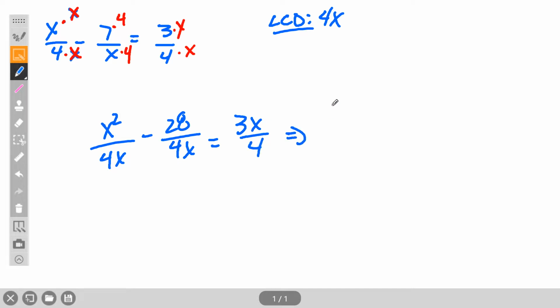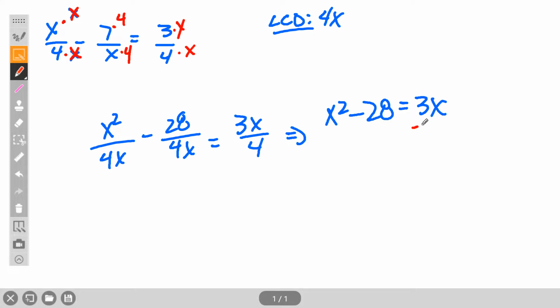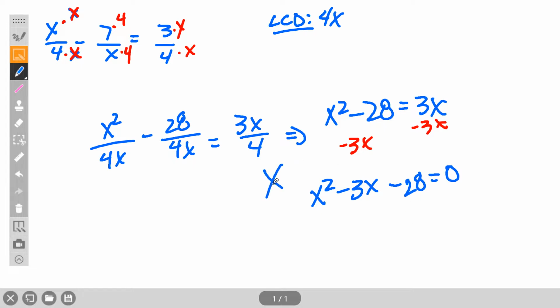And now that everything's over 4x, I can just do the numerator: x squared minus 28 equals 3x. And then I just need to solve this equation. This is a quadratic, so I need to set it equal to 0 and factor it to find my solution. So x squared minus 3x minus 28 equals 0. I'd be looking for numbers that multiply to negative 28 and add to negative 3. Negative 7 and positive 4. This factors into x minus 7, x plus 4.